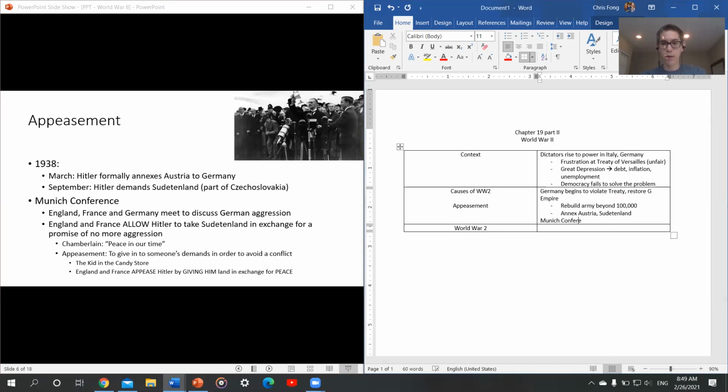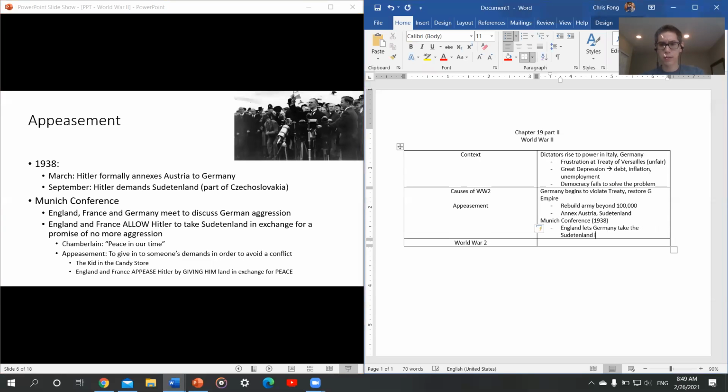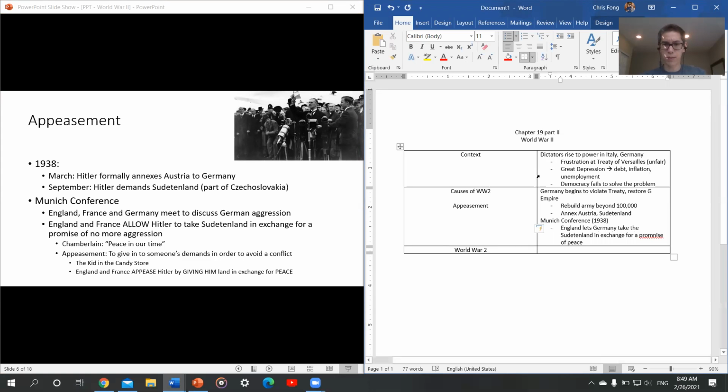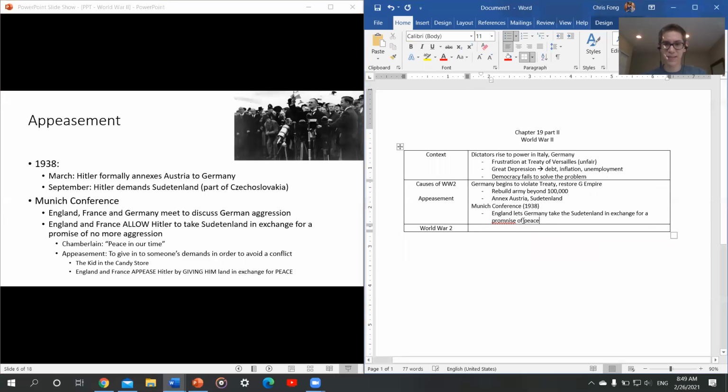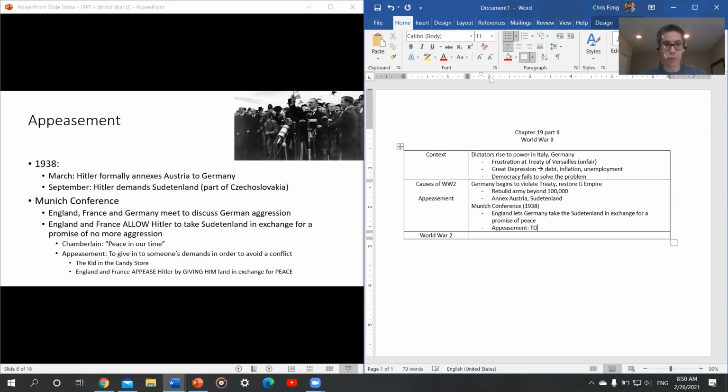So at the Munich Conference of 1938, England lets Germany take the Sudetenland in exchange for a promise of peace. No more future attacks. This again is called appeasement. It's when you give in to someone's demands to avoid a conflict.